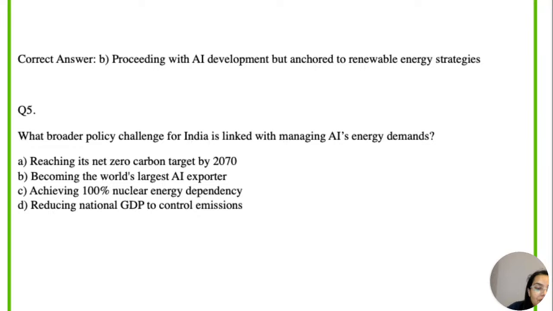Okay, so answer to this one is A. What broader policy challenge for India is linked with this? Reaching net zero target by 2070. Only that was mentioned in the whole passage.